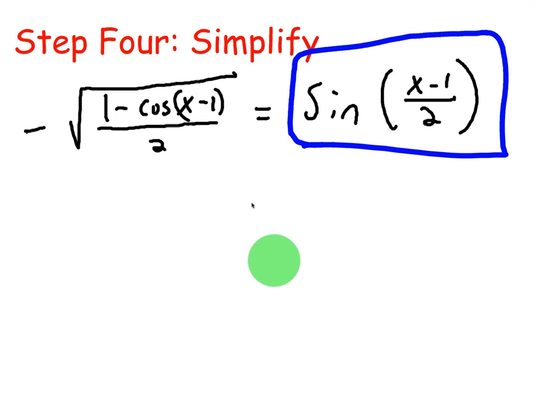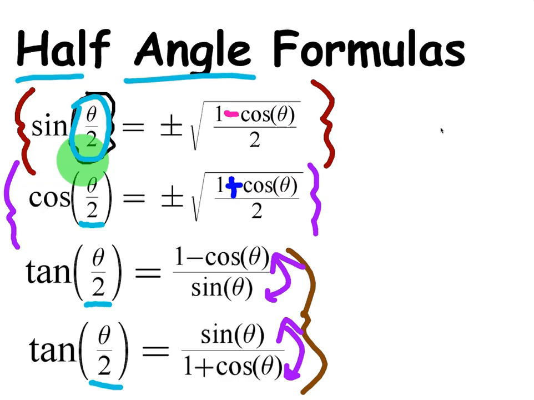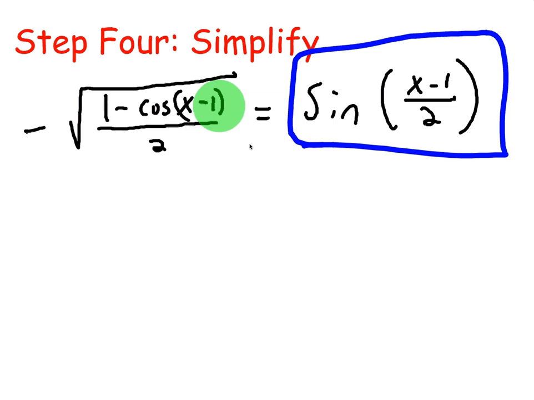Without using variable substitution, you could have just seen that this x minus 1 basically goes in place of the theta. It looks just like this formula right here, except instead of a theta, there's an x minus 1 there. So it's just applying that half angle formula. That's it for this particular example. If you have any other questions about it, let me know.